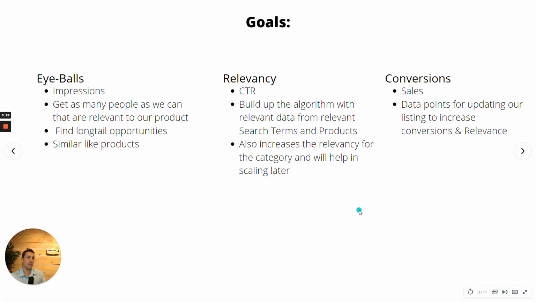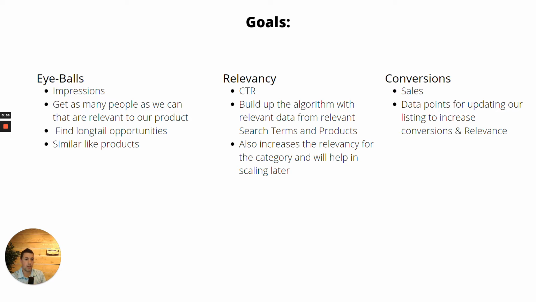So one of the big things that you're looking for, three combining or intertwining goals, is really eyeballs or impressions, relevancy, which the data points are going to show is click-through rate, and then conversions. And the conversions are sales. Okay, so those three things, you want to make sure that your impressions are the most relevant impressions as possible. Okay, so this all has to do with search terms.